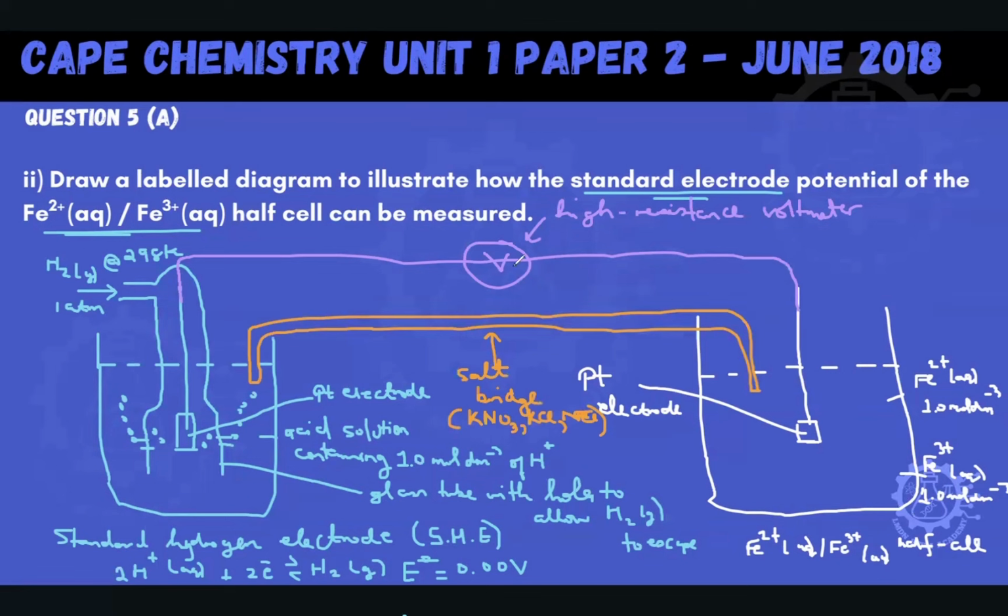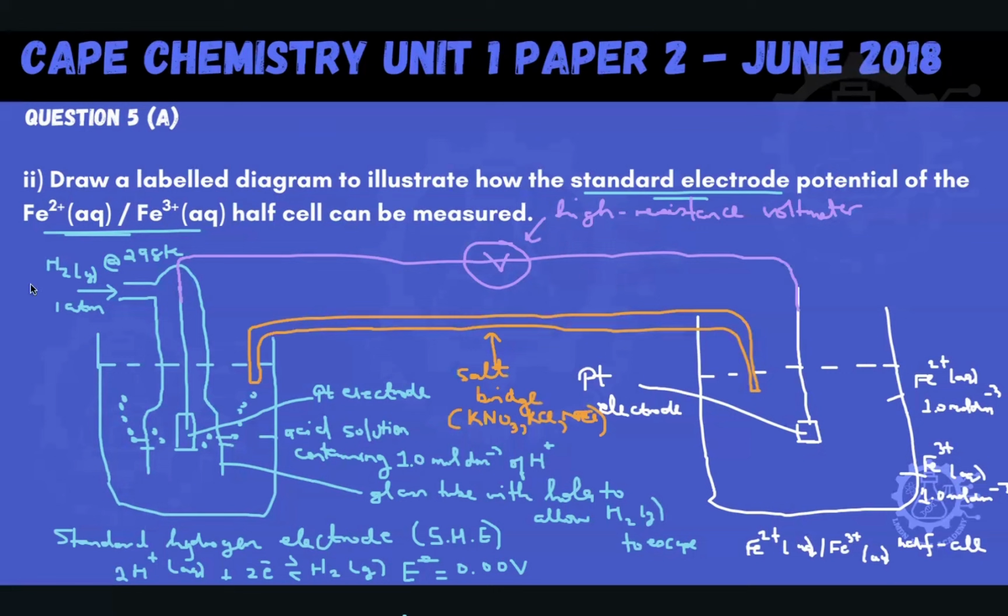So whatever our voltmeter reads, once we've connected everything to the SHE, that value will be the value for the Fe2+, Fe3+ half cell. So the value that you would see in your table for the Fe3+, Fe2+ half cell would have been measured using this approach, right? And so what was that? Let's see what that value is.